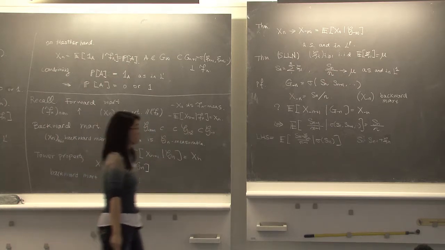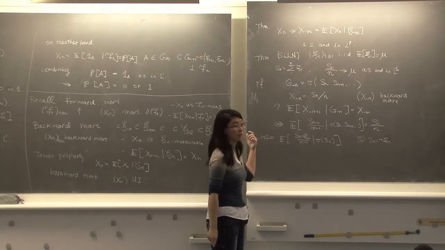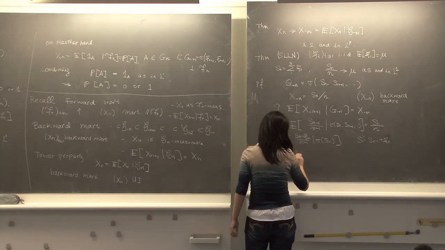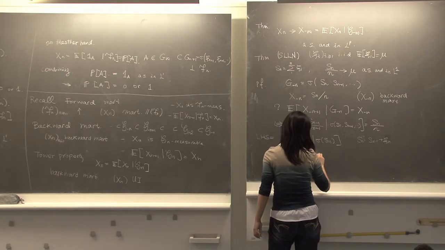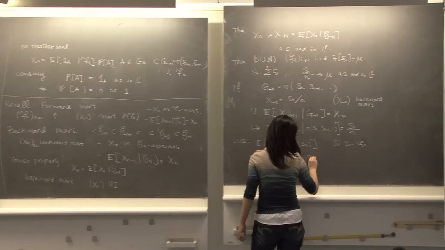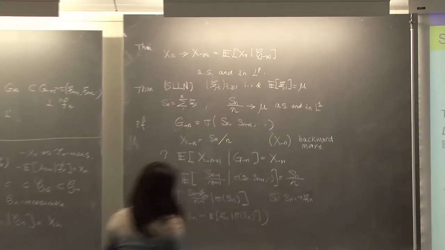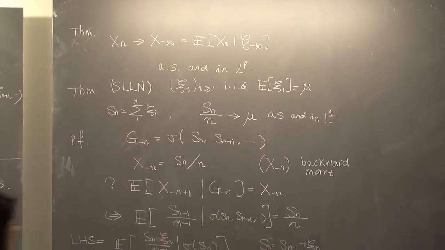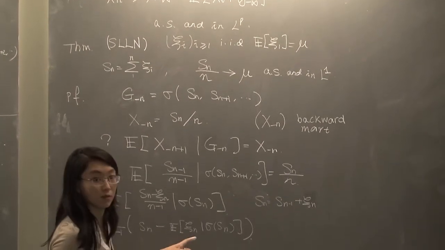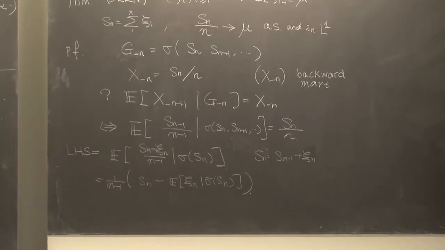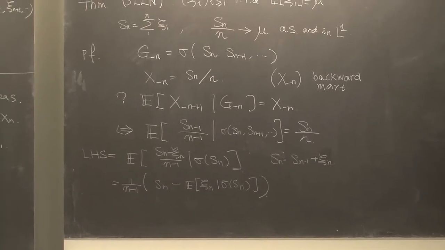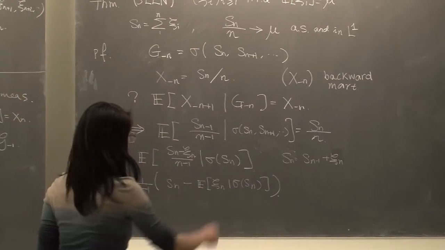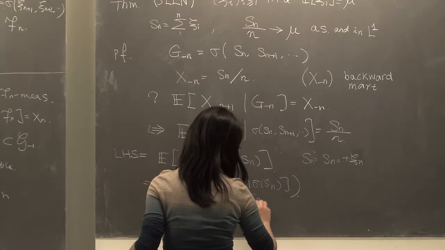And given the information of Sn, of course, this guy will take out. So what we have is, from the calculation in the first lecture of our martingales, where we first introduced the conditional expectation, and this is the only example we calculate there. And this guy equals Sn over n.